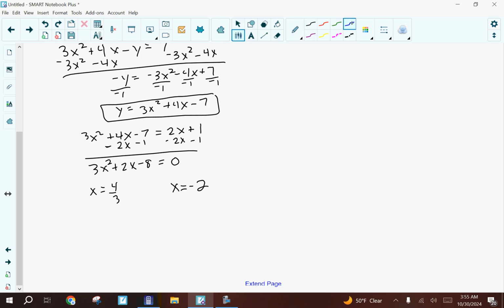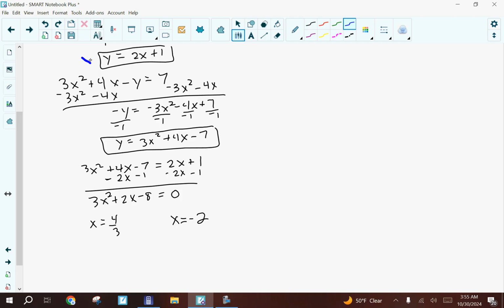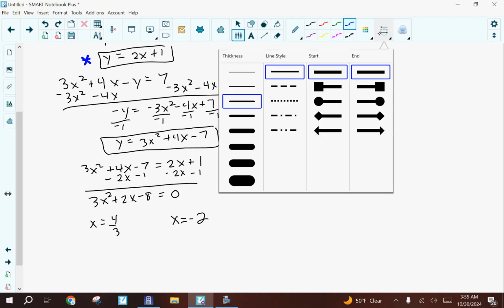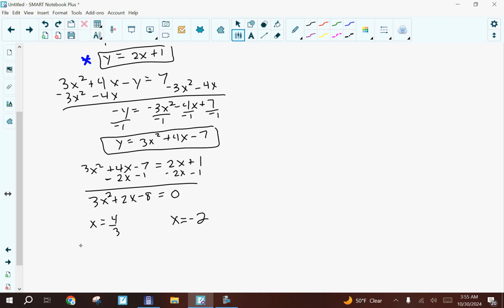Now when I go back and plug them in, I always plug them into the one that doesn't have the exponents because it's a lot shorter. So that's going to be y equals 2 parentheses plus 1. So I put in the 4/3.